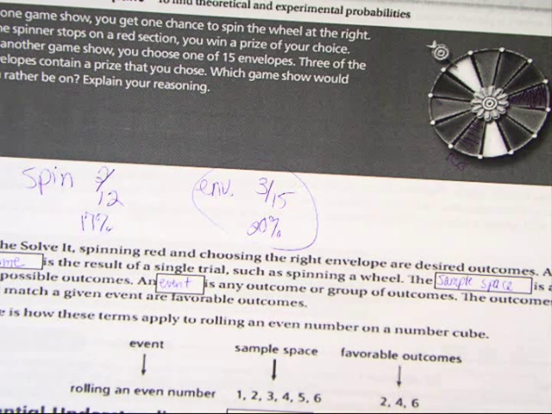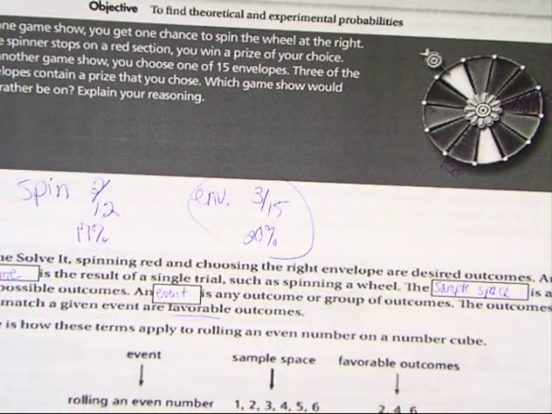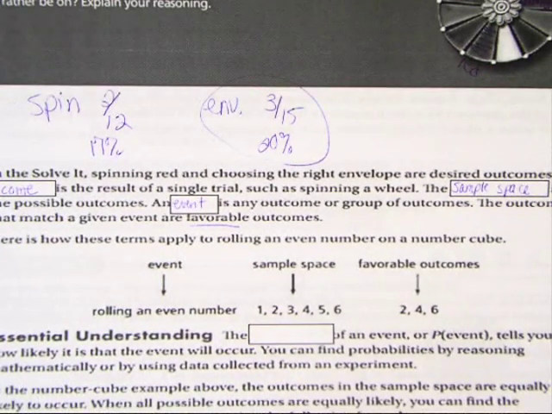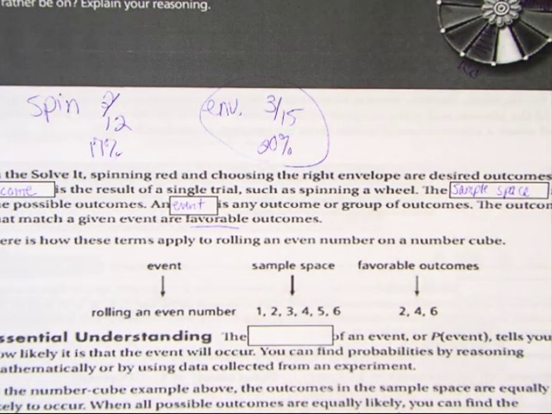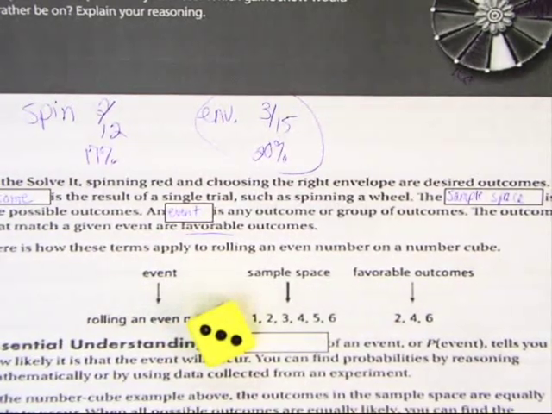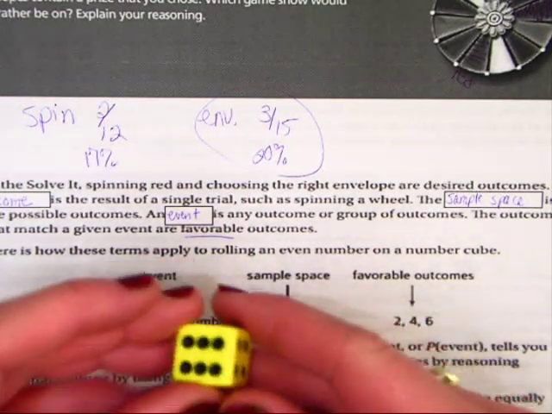The outcomes that match a given event are what we call favorable outcomes. They're like what we're looking for to happen. You might want to write that down. Here's how these terms apply in rolling an even number on a cube. The event would be rolling an even number. The sample space on a cube is 1, 2, 3, 4, 5, and 6. This is what they're talking about. The favorable outcomes would be the 2, the 4, and the 6.